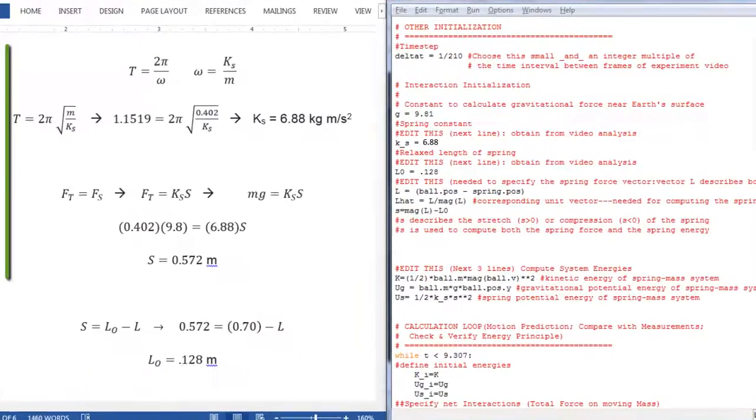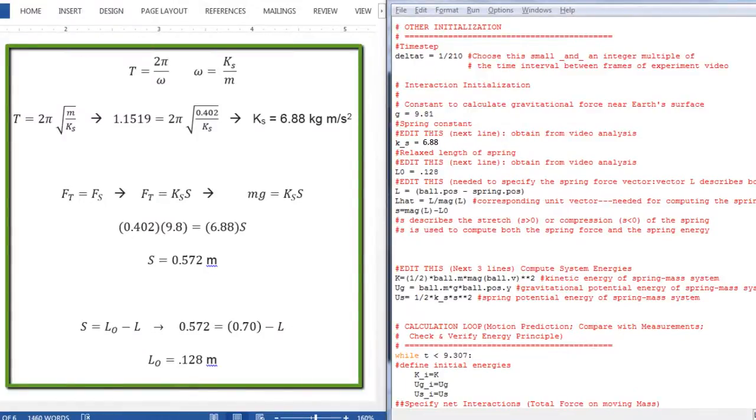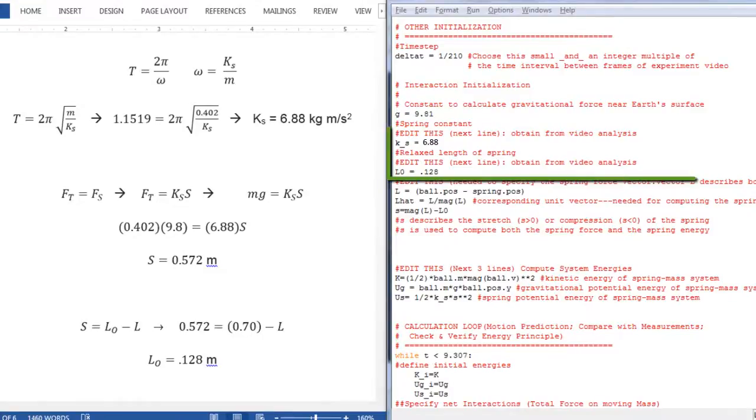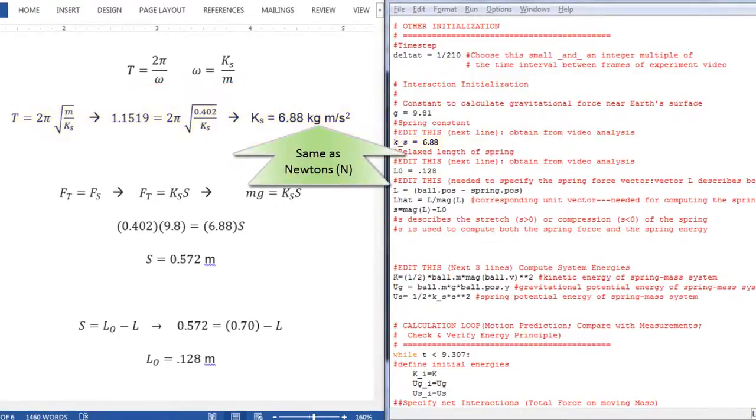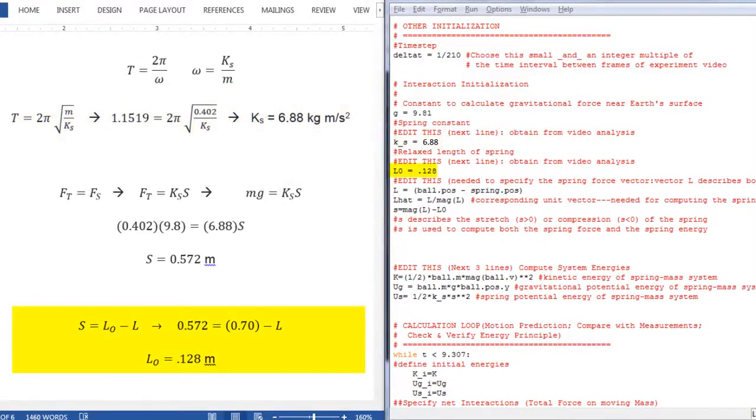The other initialized values include the time step, which was provided, and the gravitational constant g, which is 9.8 meters per second squared. Next, I used the equations here on the left to solve for the spring constant, the change in stretch, and the stretch length of the spring. Then I put each of these values into my code, as you can see here. Using the formulas for omega and period, I solved for the spring constant, which came out to be 6.88 newtons per meter. L initial is the spring's relaxed length and was solved to be 0.128 meters.